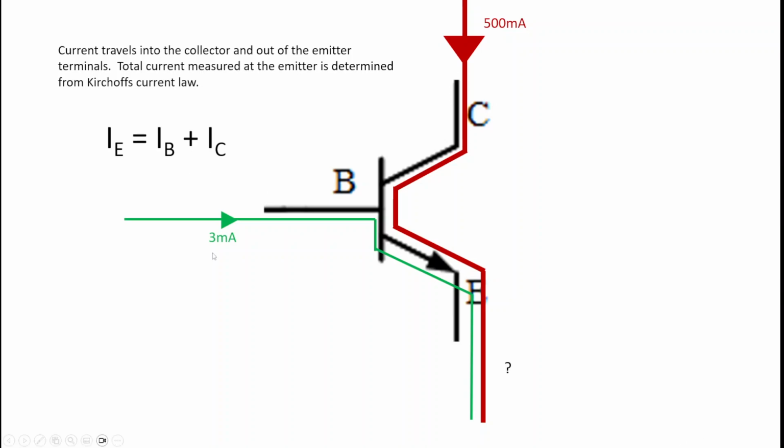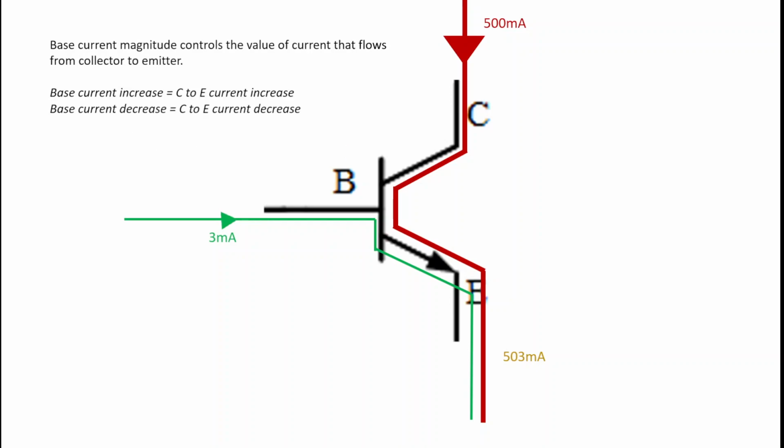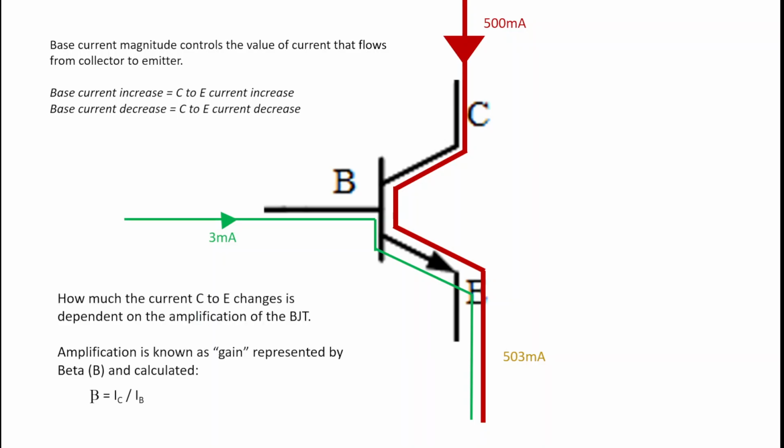So the base current, very small, is going to control or allow current to flow from C to E, and the emitter value here is obviously the combined value of both the collector and the base current. The base current magnitude controls the value of current that flows from collector to emitter. If the base current increases, the current from C to E will increase. If the base current decreases, the current from C to E will decrease. How much the C to E current changes is dependent on the amplification of the BJT.